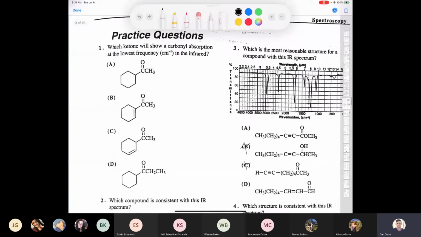Now, what's the first question I had here on the list? Number 1. Okay, it says number 1, which ketone? So we have a ketone here, here, here, a bunch of beautiful ketones. Which ketone will show a carbonyl absorption with the lowest frequency? So the lowest frequency. Could anybody tell me which one would absorb at the lowest frequency?